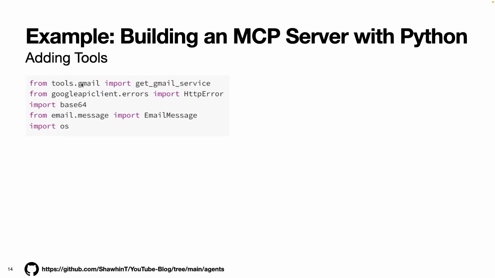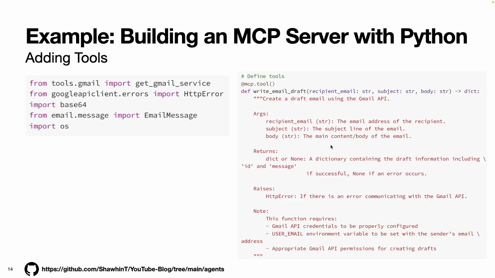I'll start by importing a bunch of handy libraries, and I also have this custom function called get_gmail_service. This will set up the connection between the Python program and Gmail. I won't spend too much time on this code because I talked about it in a previous video, and it's not central to MCP servers. But to show you the code, again, we'll create a tool similarly to how we created the prompt and the resources. We'll just use mcp.tool, and then we have this function.